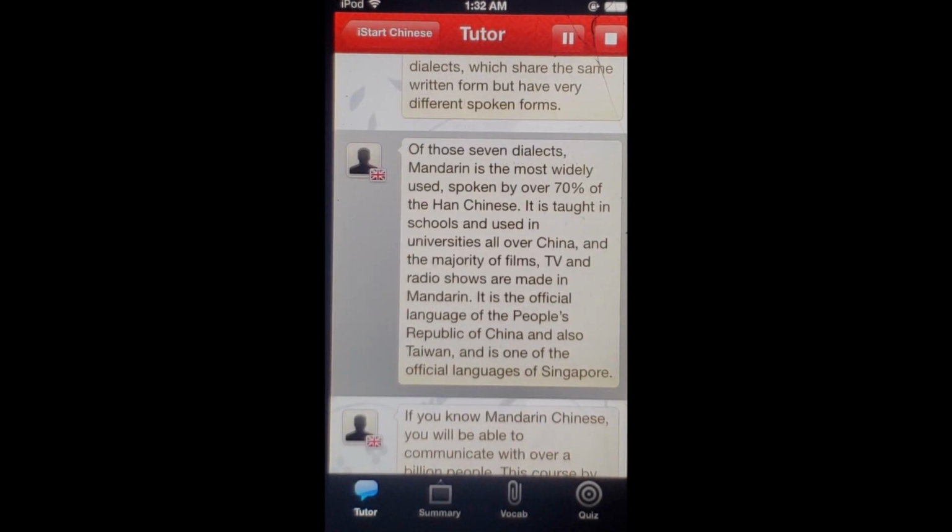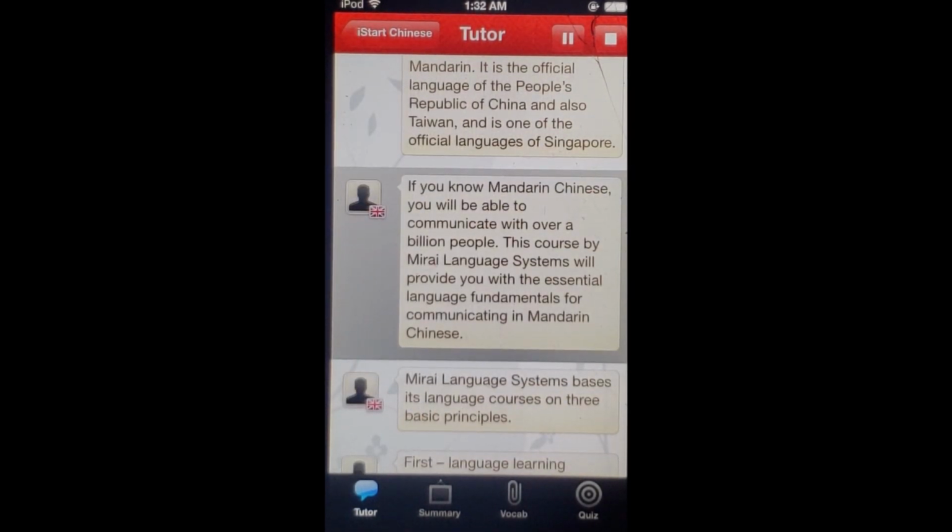Of those 7 dialects, Mandarin is the most widely used, spoken by over 70% of the Han Chinese. It is taught in schools and used in universities all over China, and the majority of films, TV, and radio shows are made in Mandarin. It is the official language of the People's Republic of China, but also Taiwan. It is one of the official languages of Singapore. If you know Mandarin Chinese, you'll be able to communicate with over 1 billion people.